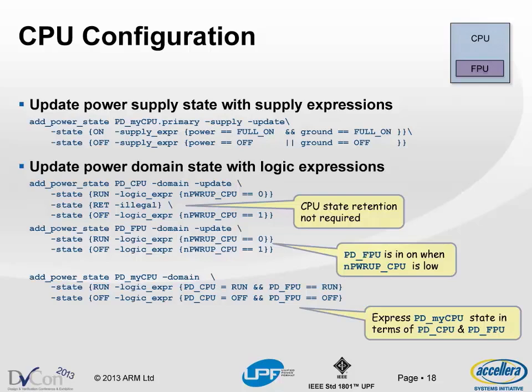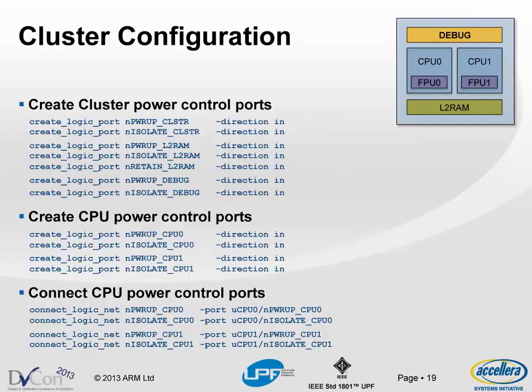And then finally, I'm going to add some state to my new my_CPU domain, and I'm simply going to make it run when the CPU is in run and the FPU is in run, and off when the CPU is off and the FPU is off. So a very simple configuration. Then we move up to the cluster level.